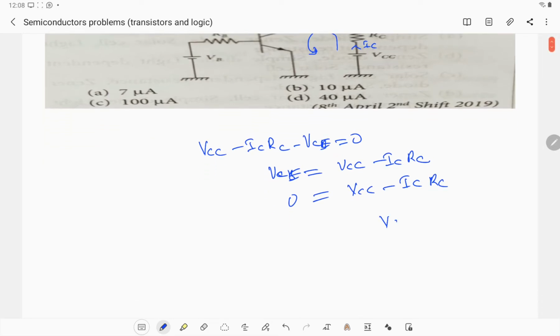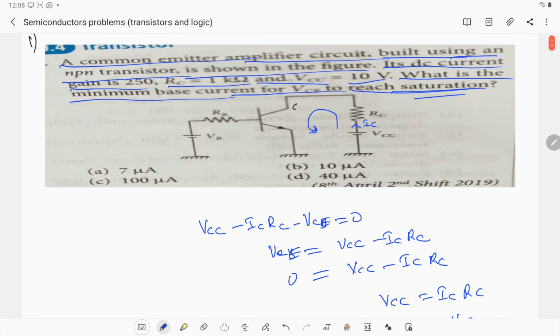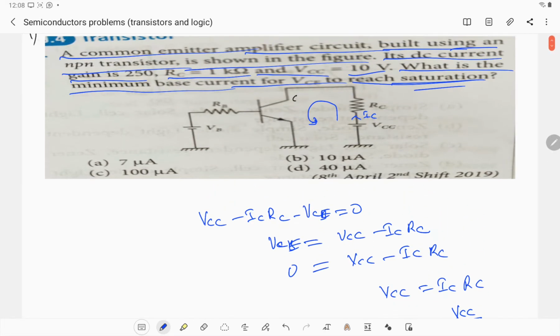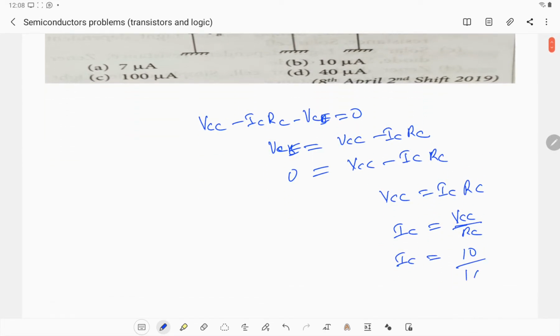This becomes VCC equal to ICRC. Therefore, IC is equal to VCC by RC. Therefore, IC is equal to VCC, given as 10 volts, by RC, 1 kilo ohm, 1 into 10 cube. This becomes 10 into 10 to the power of minus 3 amperes, or IC is equal to 10 to the power of minus 2 amperes.